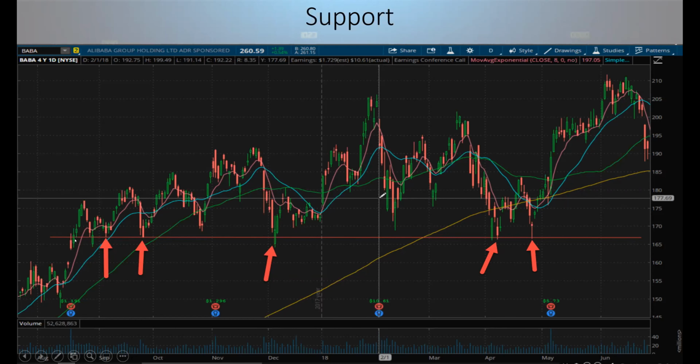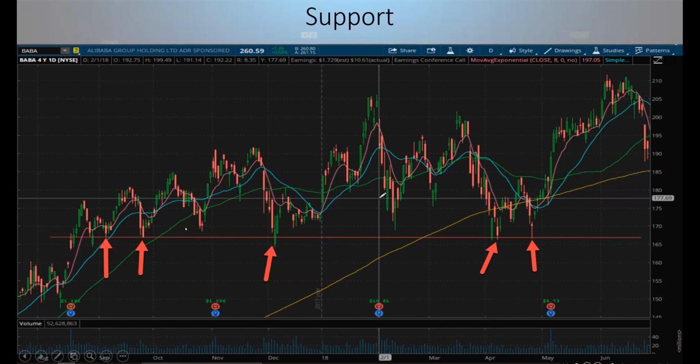Now you want to look at other things, like whole numbers. 160 is a big round number, 165 is a big round number. We know that this support level is roughly 163. So you can have natural support. You know that 163 is the support. So let's say you took this trade right here, and you didn't exit at the peak or anywhere up here or anywhere down here, you know that right here you're probably going to get support again.